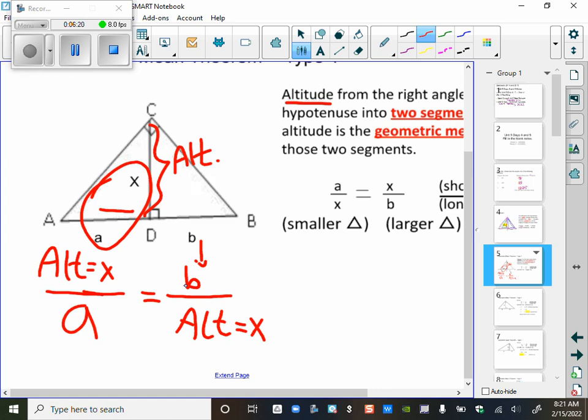Now, if the x was on this side, you could have written it x over b, a over x. They both work. So these, actually in the end, will still give you the same result. Either way you set it up, you're still going to get the same result. That, ladies and gentlemen, is your general trend.